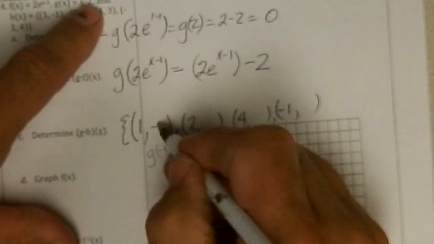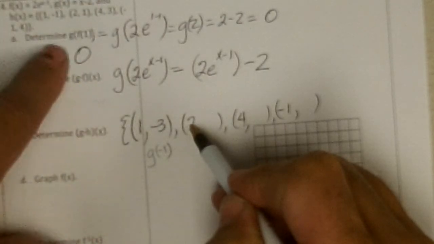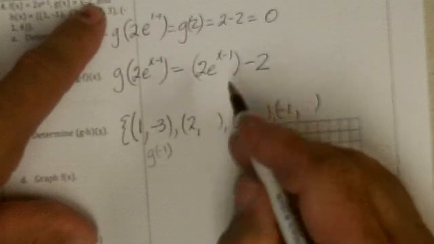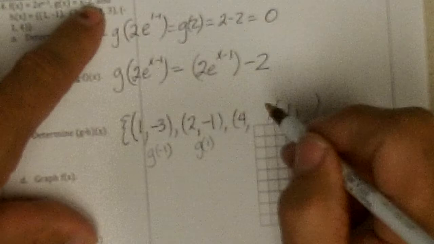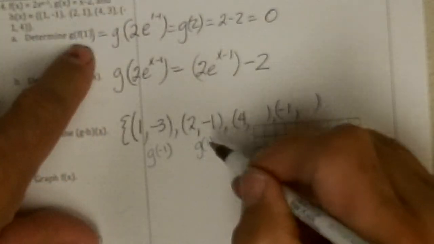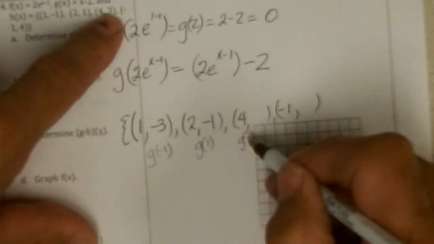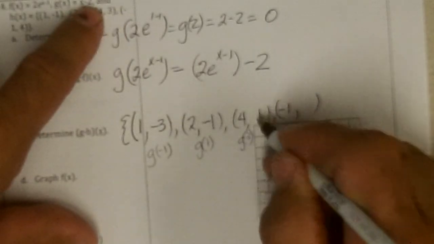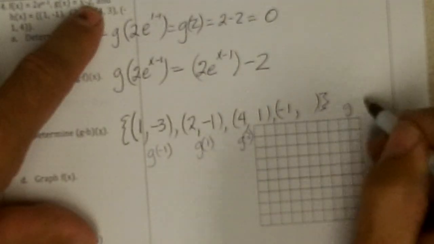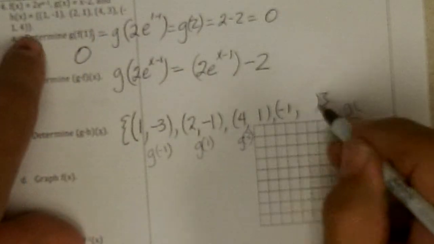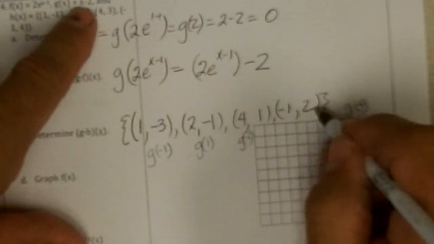-1 minus 2 is -3. If I put in 2 in there, I get 1, and g of 1 is 1 minus 2, which is -1. If I put in 4, 4 goes to 3, so I've got to find g of 3. 3 minus 2 is 1. Then -1 goes to 4, so g of 4 is 4 minus 2, which is 2.